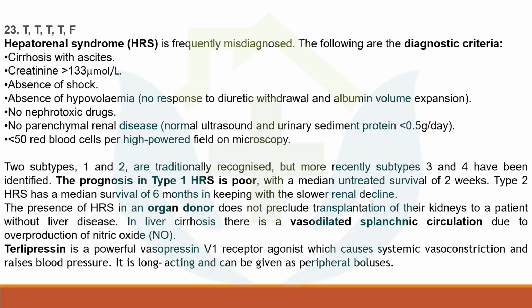In liver cirrhosis, there is a vasodilated splanchnic circulation. It is correct due to overproduction of nitric oxide. Regarding terlipressin, it is a powerful vasopressor V1 receptor agonist which causes systemic vasoconstriction and raises the blood pressure. It is long-acting and can be given as peripheral boluses. So no requirement of infusion of terlipressin. It is given as bolus.